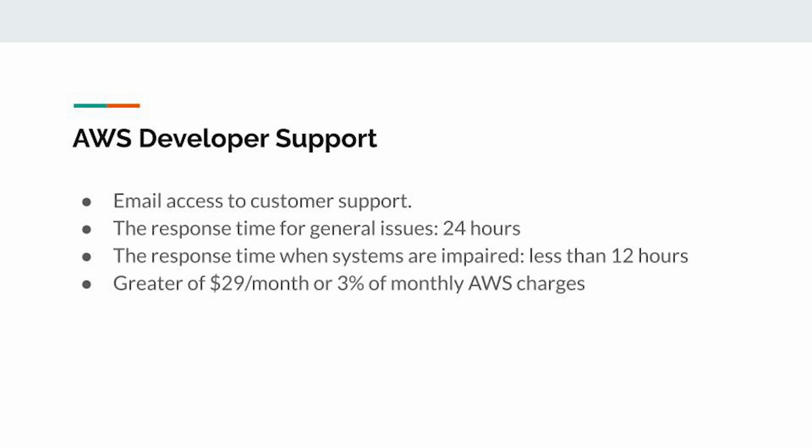Next support plan, AWS Developer Support. Everything in the AWS Basic Support is in the AWS Developer Support plan. With AWS Developer Support, you get email access to the customer support team. The response time for general questions is less than 24 hours. When the systems are impaired, the response time is less than 12 hours.